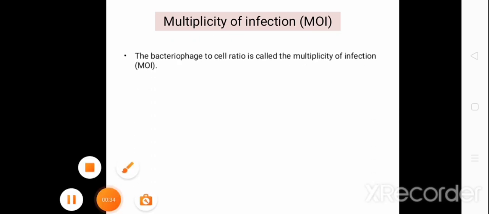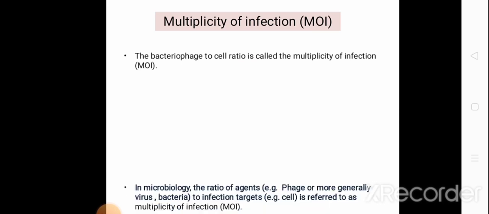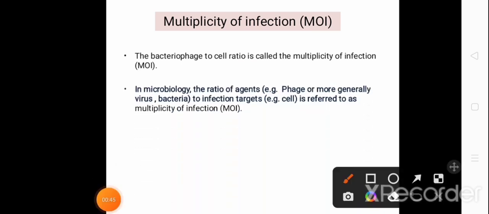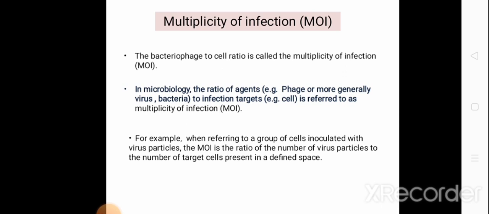So first of all, we will discuss what multiplicity of infection is. Multiplicity of infection means the bacteriophage to cell ratio. It is also known as MOI. In microbiology, the ratio of agents, for example phage, or more generally virus or bacteria, to the infection target is referred to as multiplicity of infection or MOI.